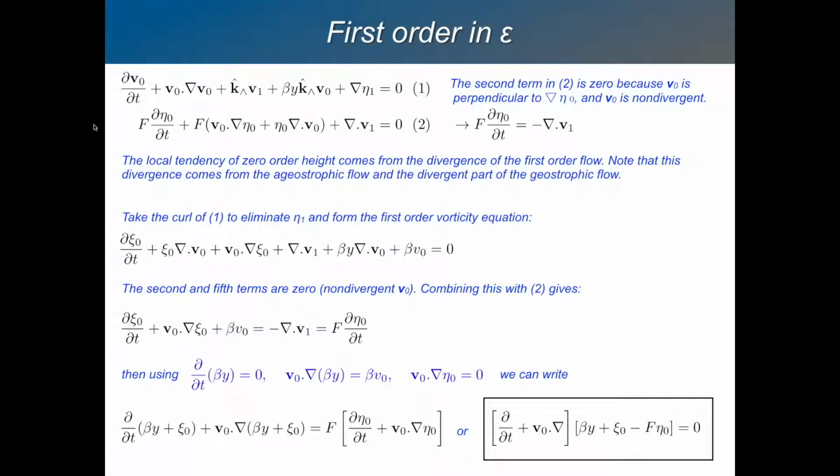In the second equation, this term is 0, because this zero order flow is perpendicular to the gradient of the stream function of the zero order flow, and it's non-divergent. So this whole thing disappears. Right? And that leads to this equation. It's just that the rate of change of our zero order layer thickness is given by the divergence of the first order flow. The first equation, we'll take the curl of it.